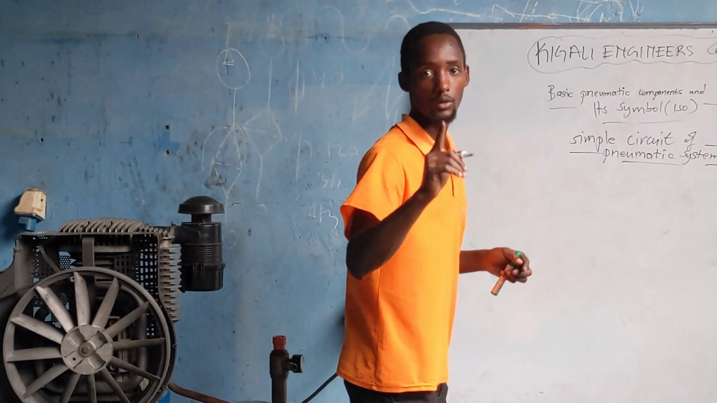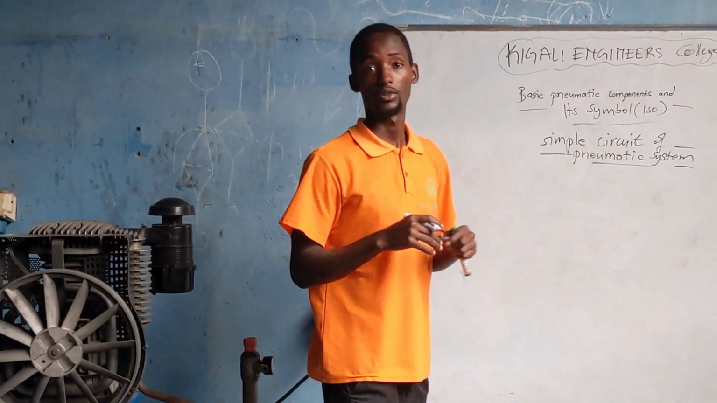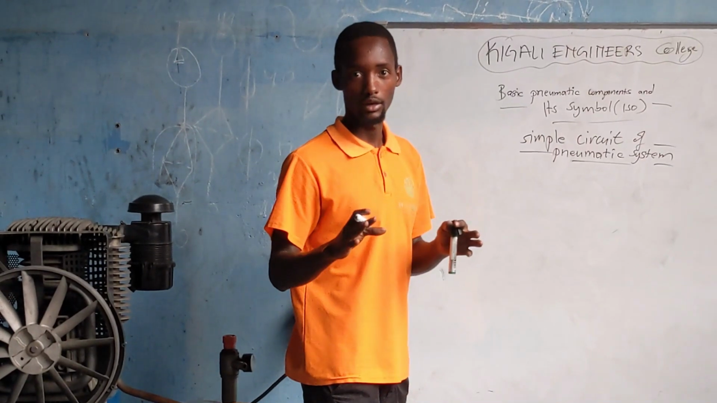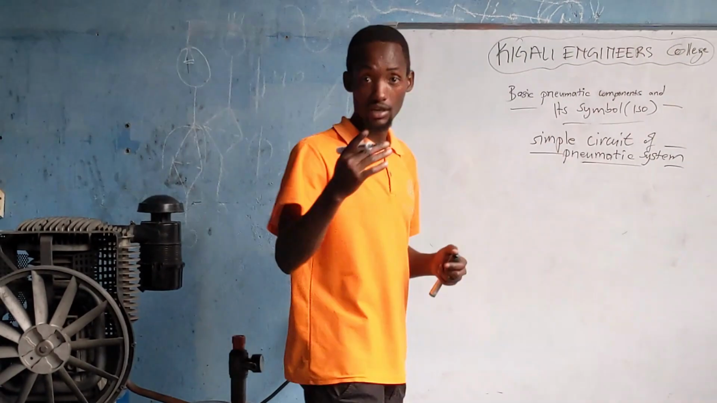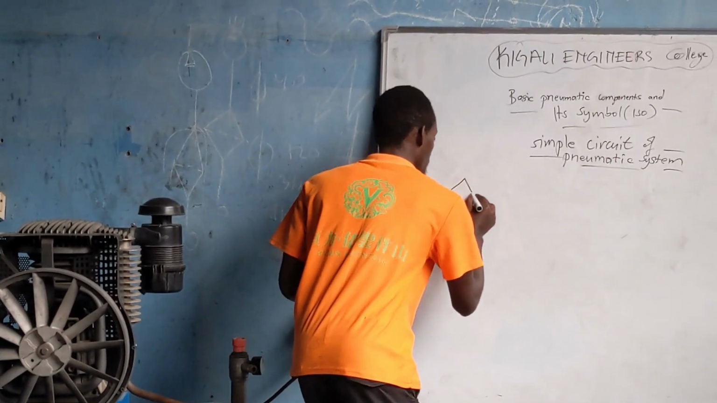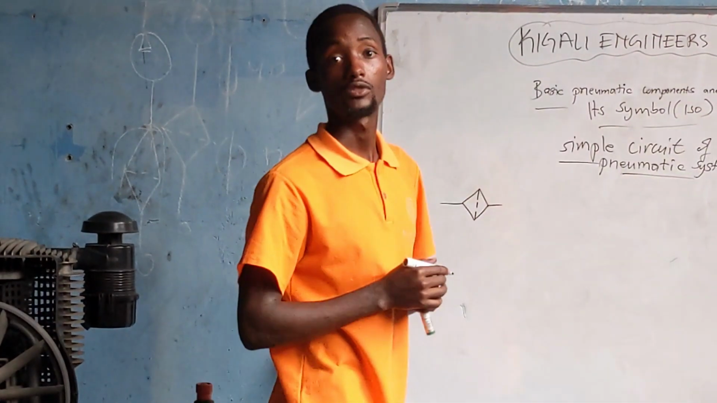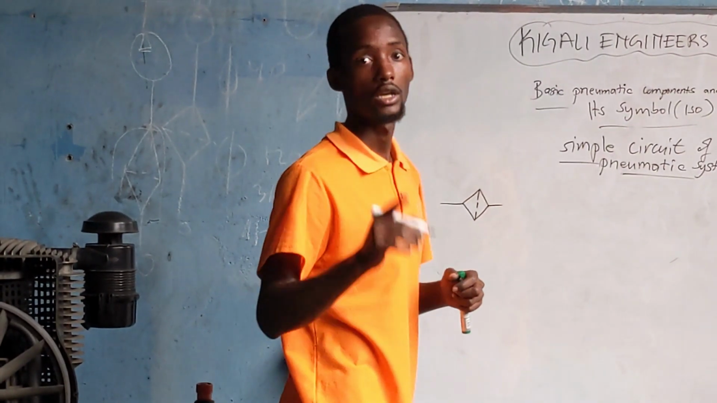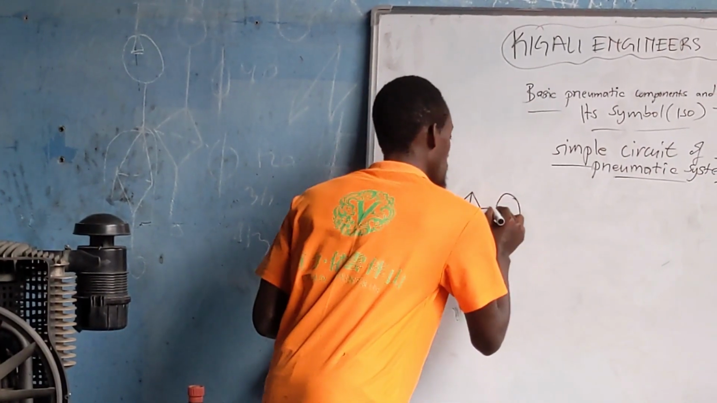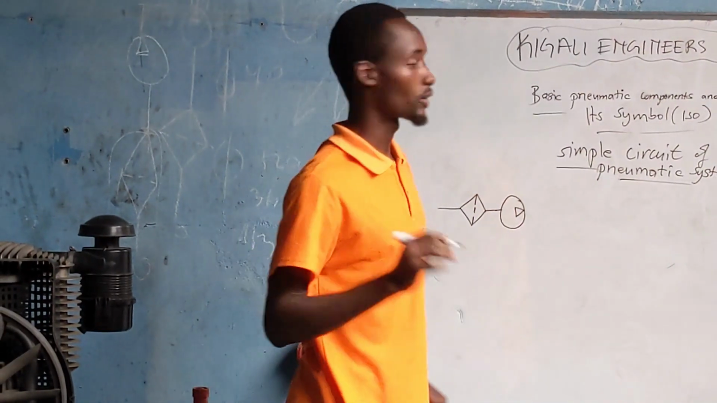So the first component is the air filter, because in this atmosphere there is some contamination like dust and others. You must purify your air in order to be used. So the symbol of the air filter is this. This is the symbol of the air filter. There is another component which is called the air compressor. This is the symbol of the air compressor.